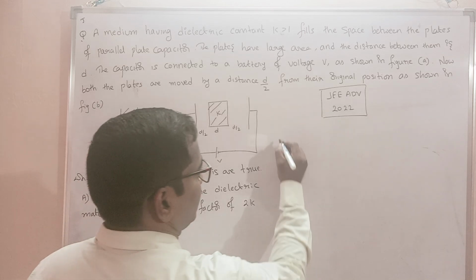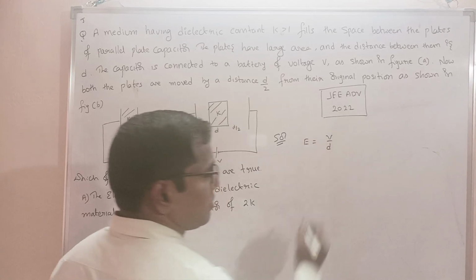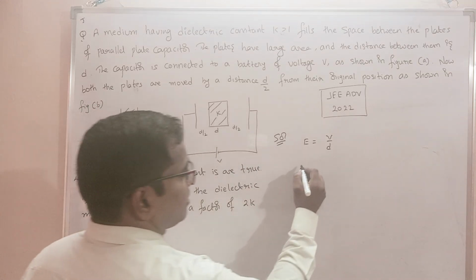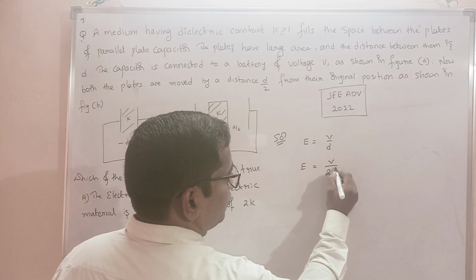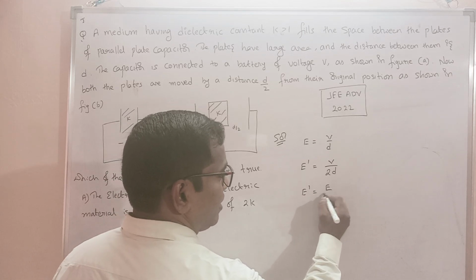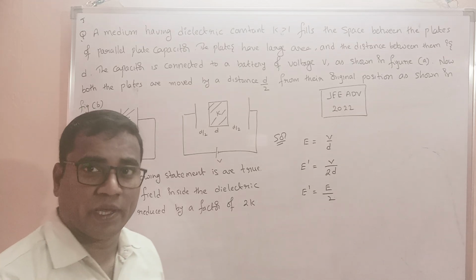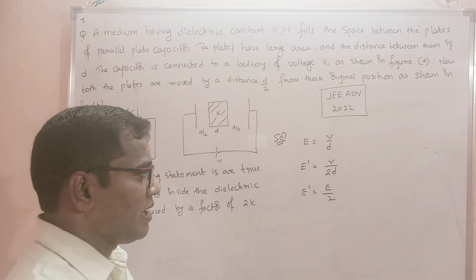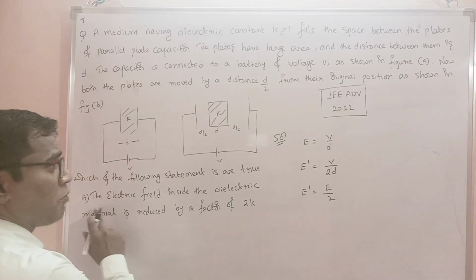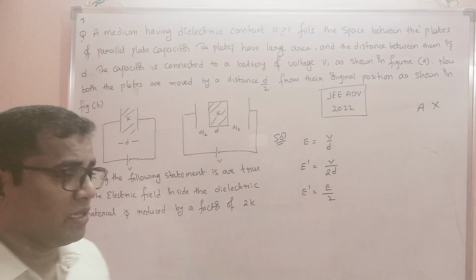Now we will see. If you see the electric field formula between the two plates, E is equal to V by d. Now when the separation becomes 2d, then E becomes V by 2d. I will write this as E dash. So E dash can be written as E by 2. The electric field is reduced by a factor of 2. It is not 2K. Again I am saying the electric field intensity is reduced by a factor of 2. It is not 2K. Hence option A is the wrong option, and we will go for the next option.